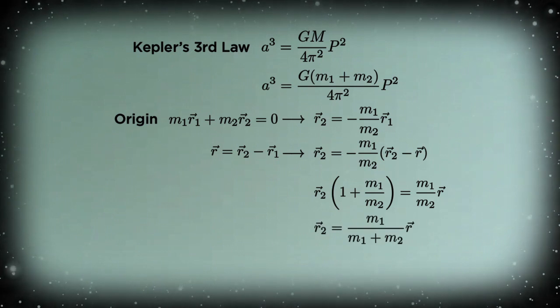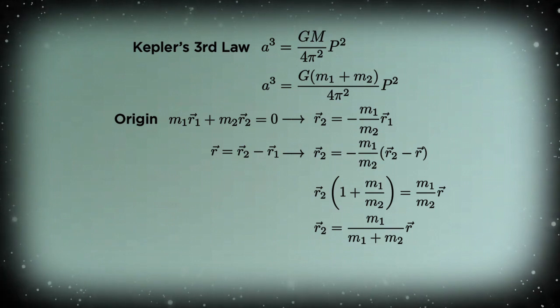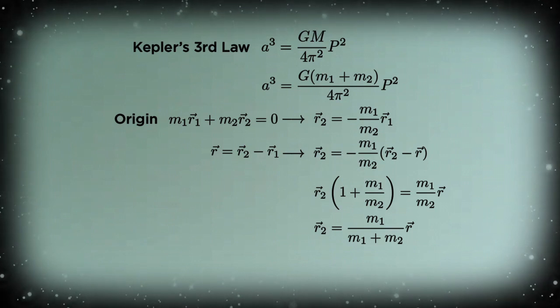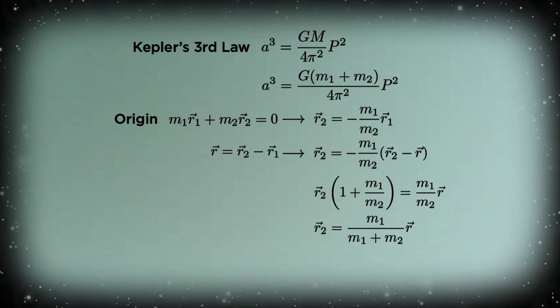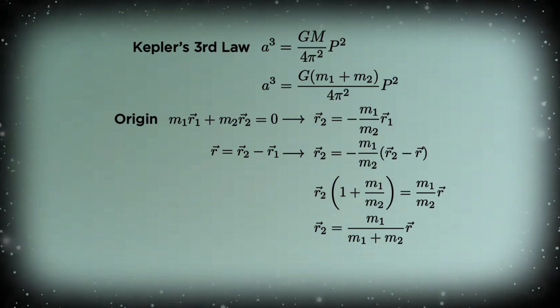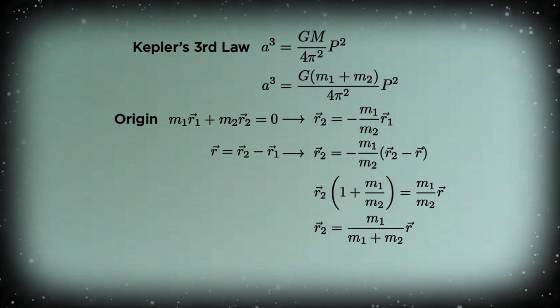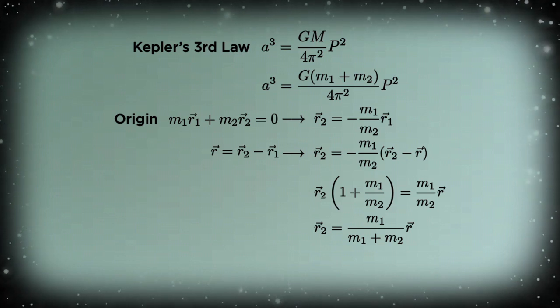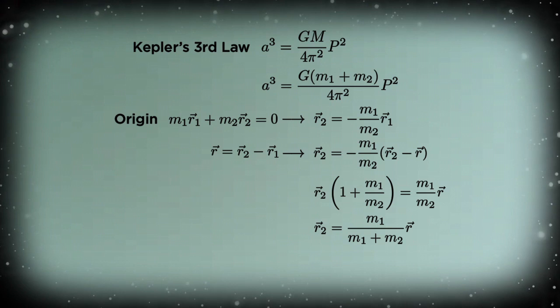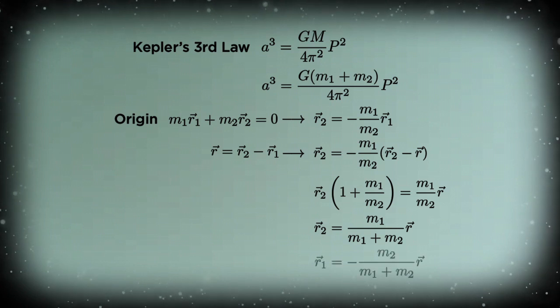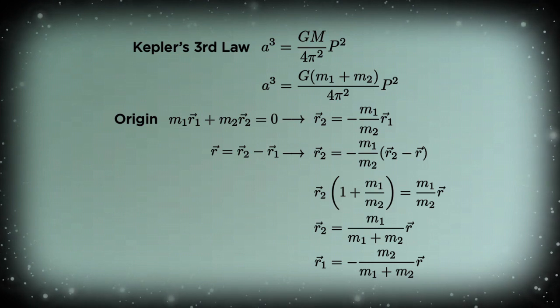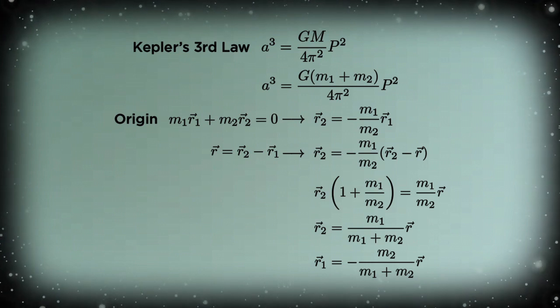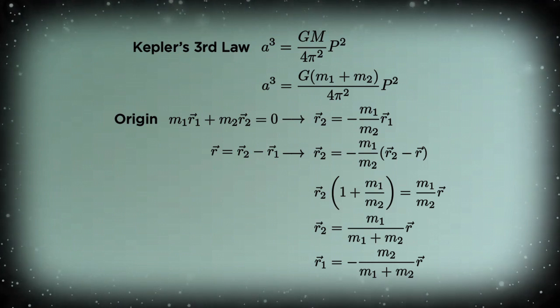Now, we already knew the relative separation r traces out an ellipse. Now we see that star 2 itself moves in an ellipse, but it's scaled down by an amount that depends on the mass of star 1. When you do the same thing for star 1, you get a minus m2 over the total mass. The minus sign means star 1 is moving in an ellipse with the exact opposite orientation.